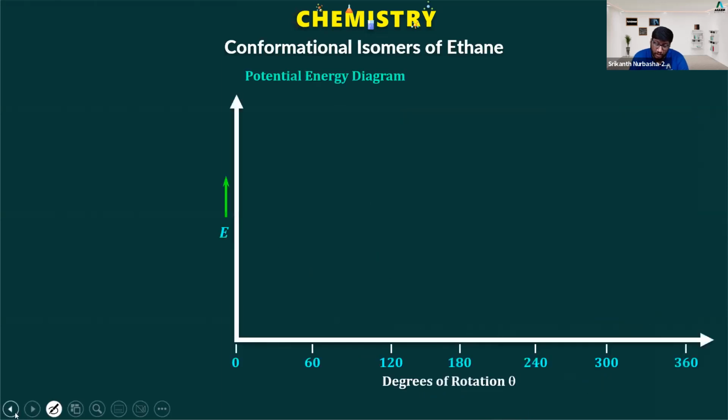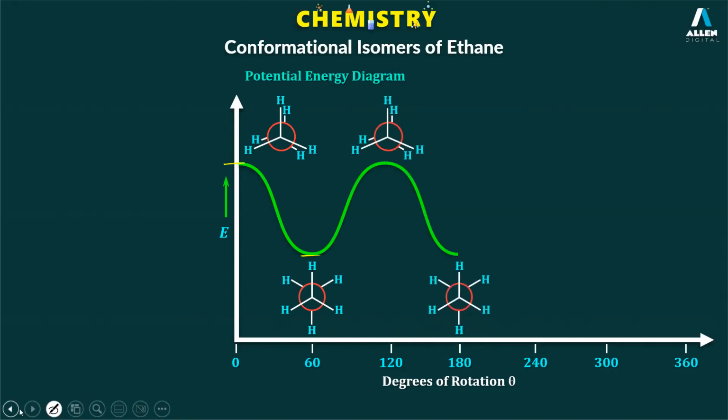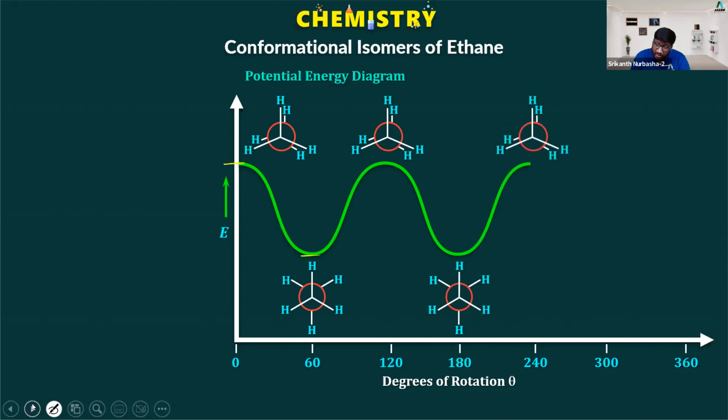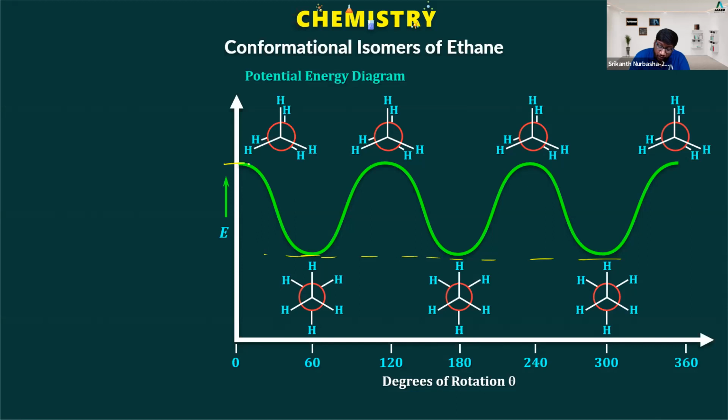Potential energy diagram: if you take the potential energy on the y-axis and degrees of rotation, or dihedral angle, on the x-axis, at 0 degrees potential energy is maximum. At 60 degrees, potential energy is minimum. At 120 degrees, again maximum. At 180 degrees, again minimum. At 240, again maximum. At 300, again minimum. At 360, again maximum. This is how the potential energy changes for the ethane molecule.